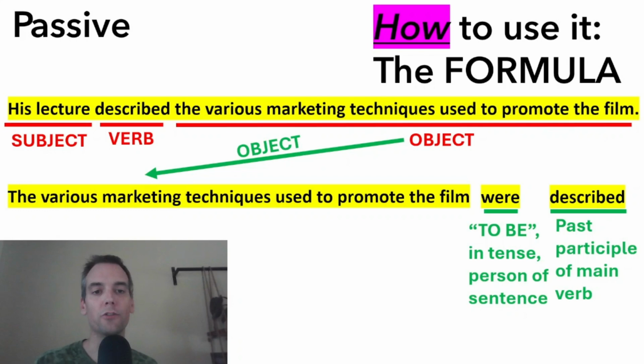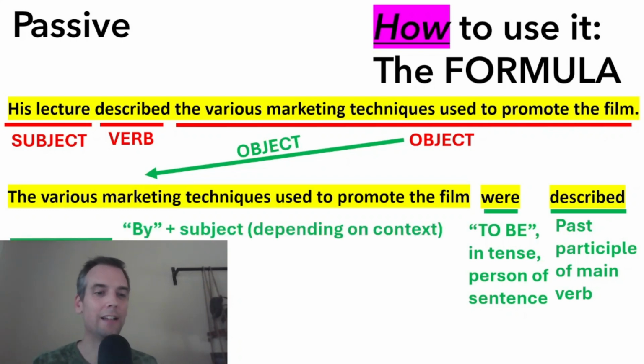And then the final optional point, this is where you need to be a bit smart with your context. Do we need to say who did it? Sometimes yes, sometimes no. It depends on what sounds good. Here it maybe makes sense to say the marketing techniques were described by his lecture.